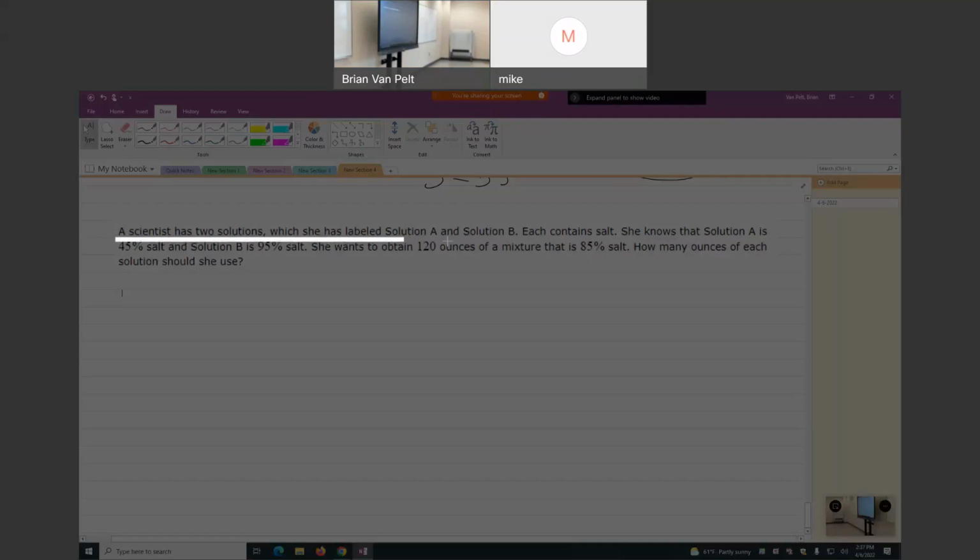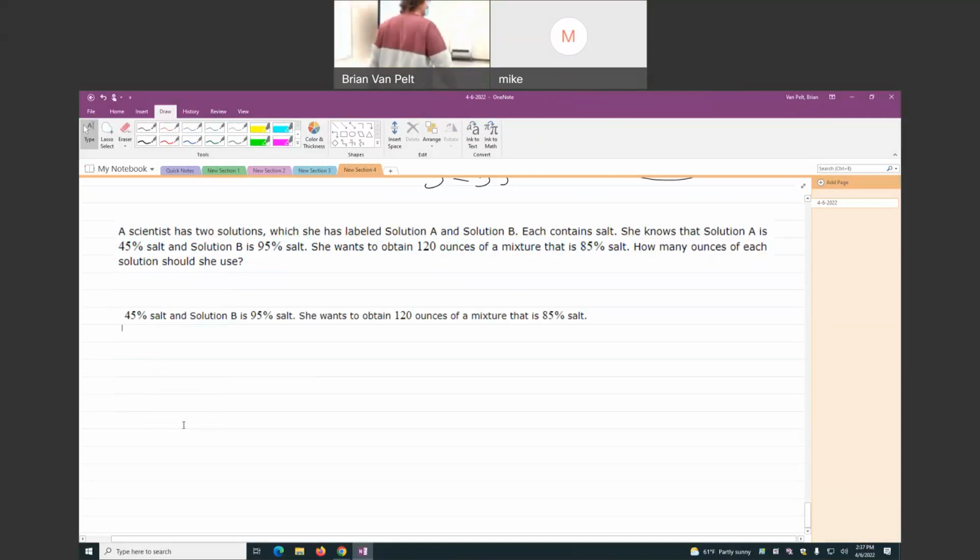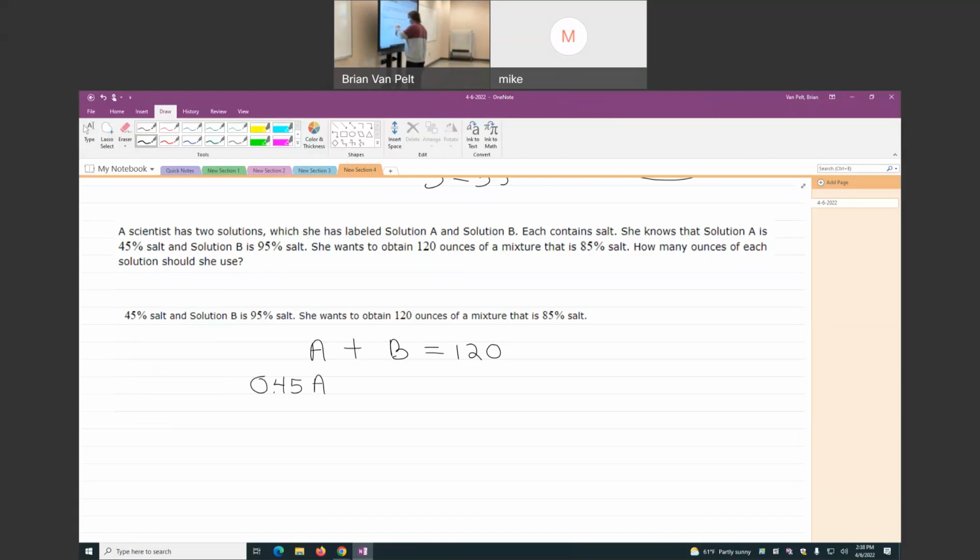Well, solution A is 45% salt. So everything is right here. She wants to obtain 120 ounces, right? So that means that the A that she uses plus the amount of B that she uses should add up to 120 ounces, correct? Right, then we know that A is 45% salt, so we can write 0.45 A plus 0.5 B equals 0.85 times 120.